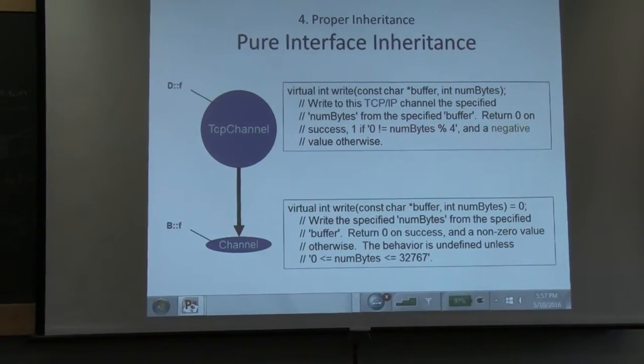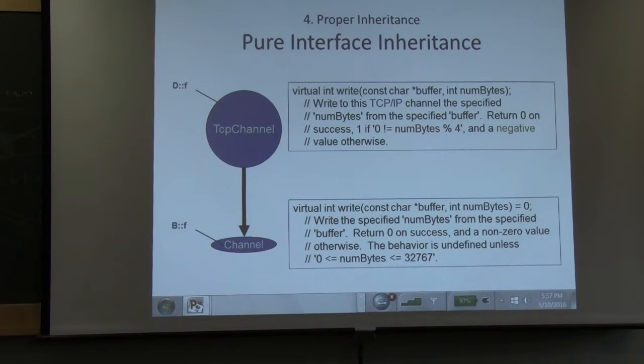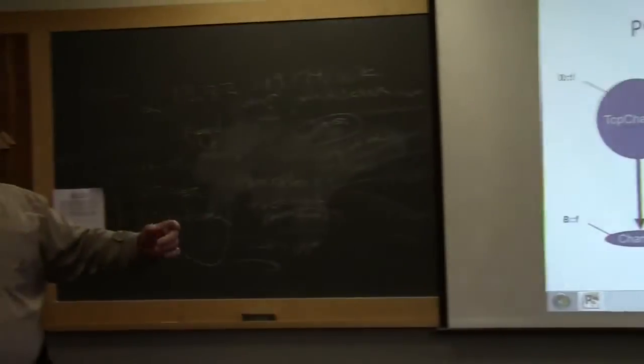Question of like which, is it anything that's successful returns 0? It says if I actually wrote the bytes, it returns 0. If I didn't write the bytes because it wasn't mod 4, then I return 1. And if I didn't write the bytes for some other reason, then I return a negative value. That's what that says. The question, you said you don't think it's good, but I don't understand the reason. Do you have an idea?